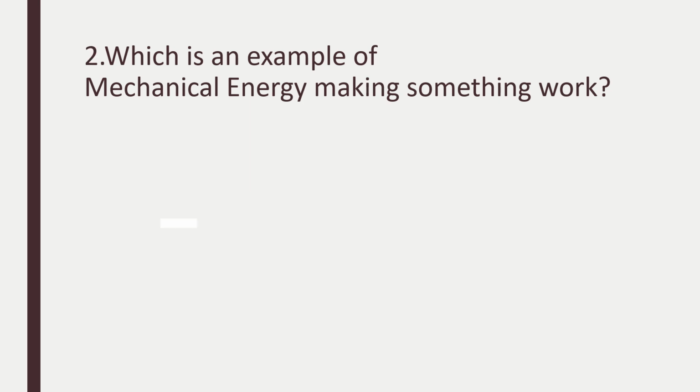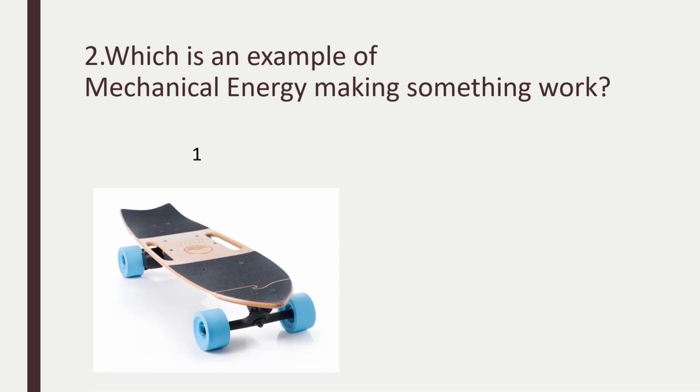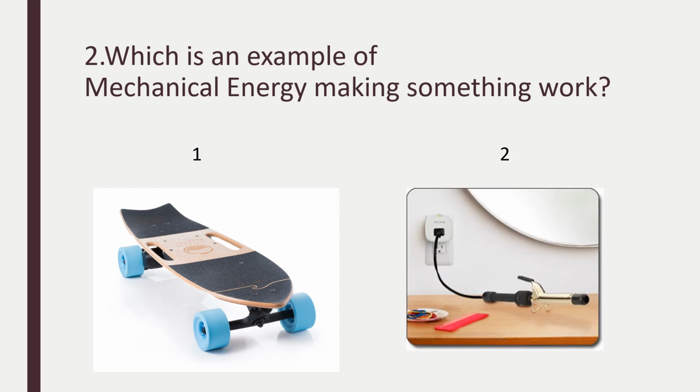Which is an example of mechanical energy making something work? Pause the video and choose example 1 or example 2. Make sure to explain why. The answer for this one is example 1. The skateboard is used in order to transport a person from one place to another. That is mechanical energy. In number 2, we see an outlet. Mechanical energy does not include an outlet.